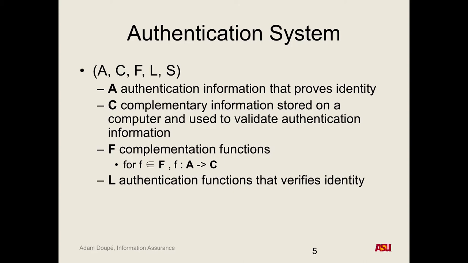And so L then are functions that verify the identity. These are functions that take in A and C and return either true or false. This is like the login function, or in our DNA case, this would be the DNA testing lab: you give them some new A. No, C comes from the system, right? C is stored on the system. So you only externally give A, the system takes C, the complementary information that you stored, and will tell you, yes, this is you, or no, it's not you. You could make this a little bit more complicated, especially in the case of DNA, where you could have percentage matching. But for now, we'll think of it in binary terms, either true or false.